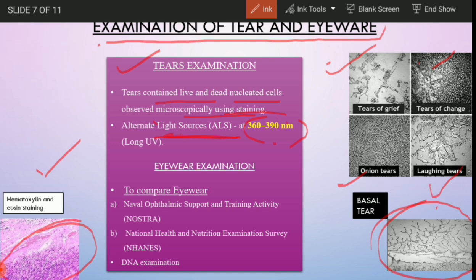Okay, then eyewear examination. To compare the eyewear, we use these two most important data sources, Nostra and Names. You can read more about them on Wikipedia or the internet. Then DNA examination, I've already explained to you. Touch DNA can be obtained from contact lens as they are in direct contact with the eyes.